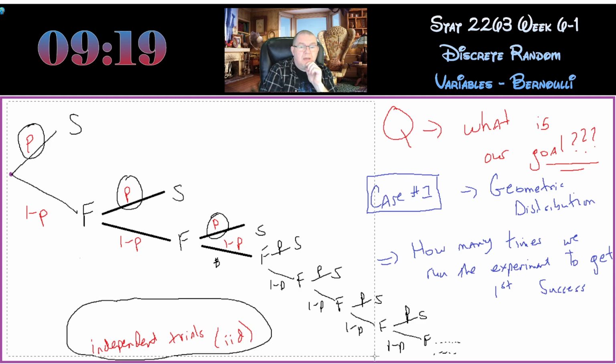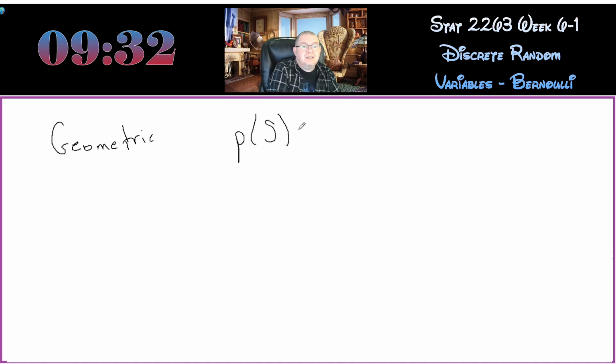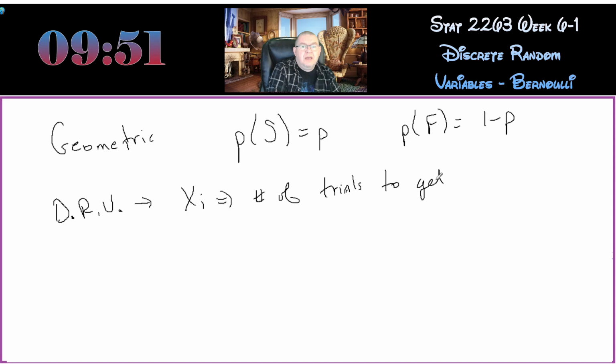Now, how would we do that? Well, let me just clear my box there. For geometric, first of all, the probability of a success is equal to P, and the probability of a failure is equal to 1 minus P. And our discrete random variable, xi, what we said, it's the number of trials to get the first success.